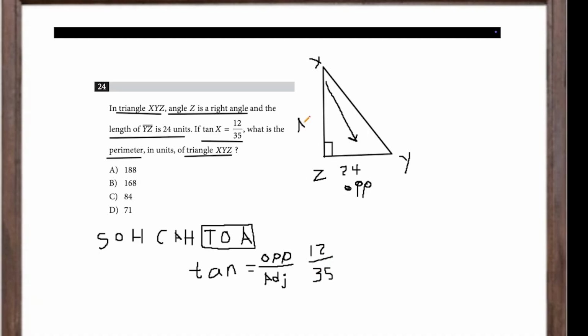And then we're going to have our adjacent side as XZ. So we're going to set this 12 over 35 equal to 24 over our adjacent side, because those are going to be congruent because they follow the same ratio. So we're going to have 24 over XZ.